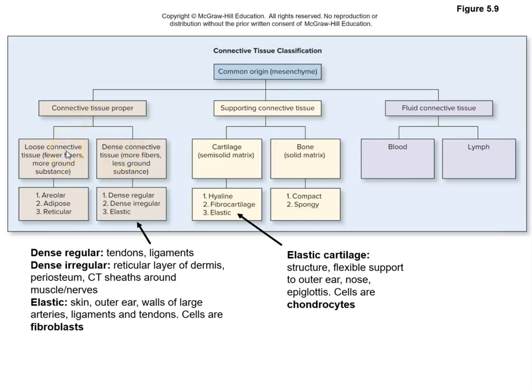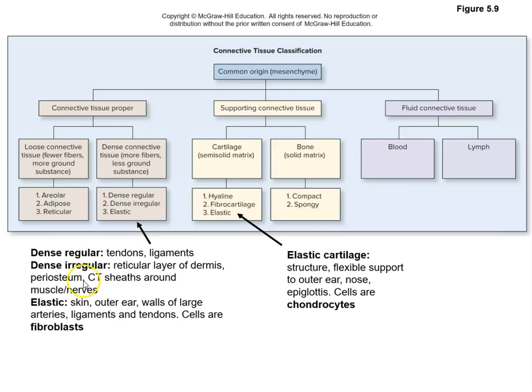So loose connective tissue more cushions and supports. Okay, so it's going to cushion and support, say, your organs. Whereas dense connective tissue is going to be what binds things. For example, dense regular connective tissue is going to be your tendons and ligaments. Dense irregular connective tissue is going to be like the reticular layer of the dermis, which basically holds your skin to the rest of your body.